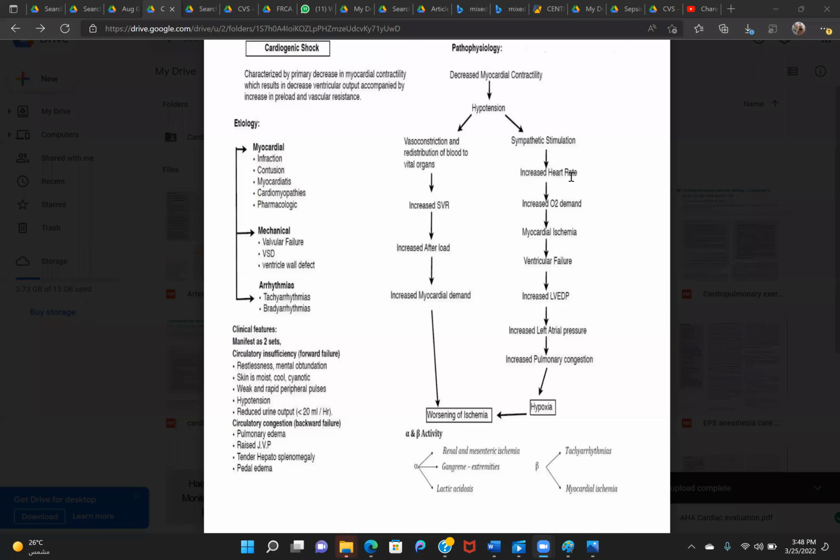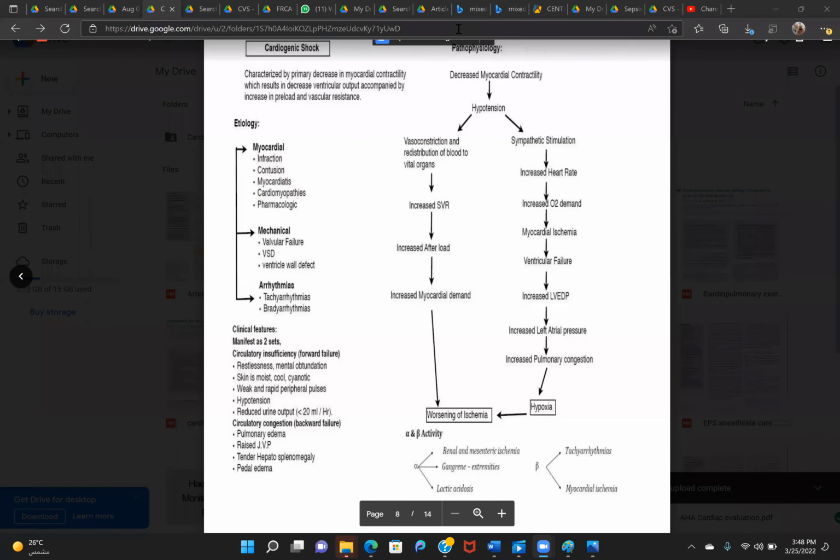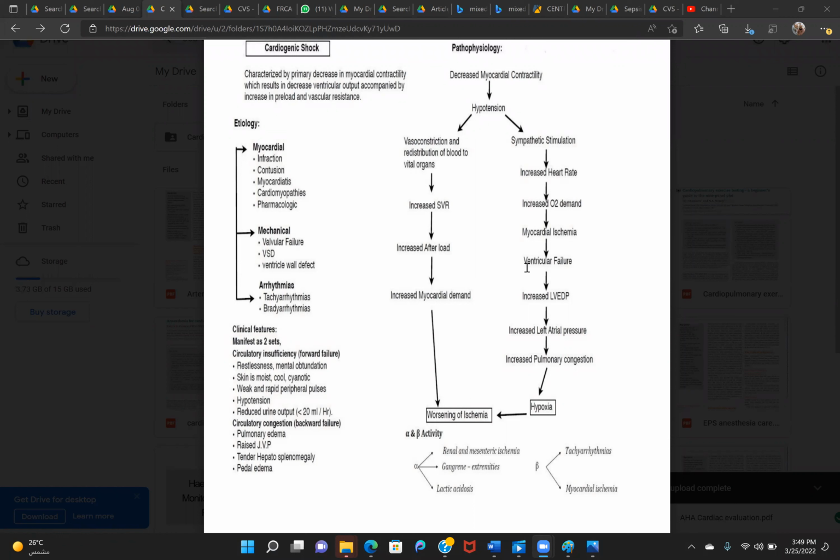When heart rate increases, what happens? Not only is the requirement increased, what is the other effect? How does the heart rate decrease the supply? There is less time for chamber filling in tachycardia. Diastolic time will be decreased, so the cardiac perfusion will be decreased and it will worsen the ischemia.